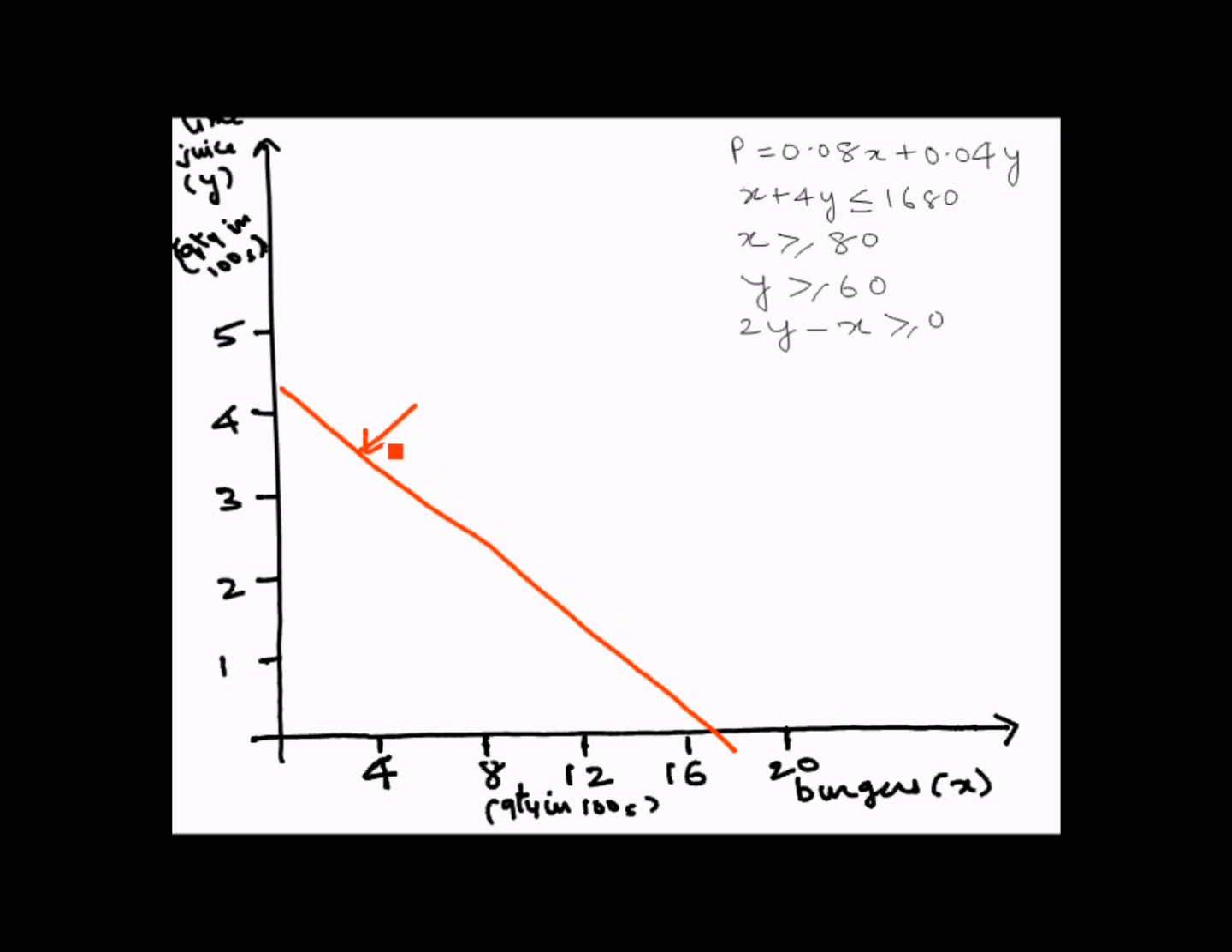So this line represents x plus 4y is equal to 1680, and all the points below would represent x plus 4y is less than 1680. Now the next line is x is equal to 80. So this has an x-intercept at 80 and a y-intercept at 0. A y-intercept at 0 means that it does not intersect the y-axis.